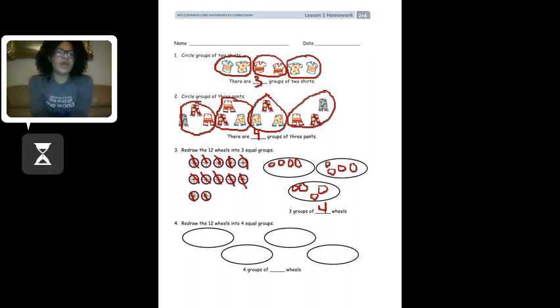And then we would know, how many wheels are there in all? Well, we have 4 in the first group, 4 in the second group, and then 4 in the third group. And I know that 4 plus 4 is 8, and 8 plus 4 is 12. So 3 groups of 4 wheels equals 12 wheels in all.